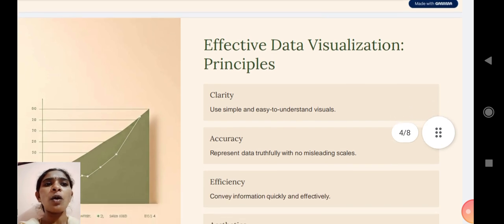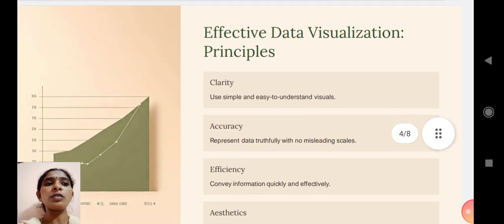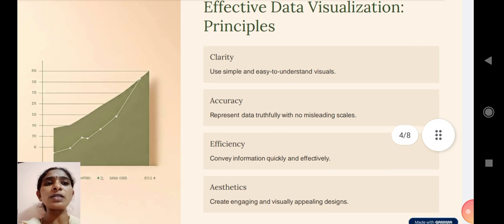The next one is why it is effective. The main reason for using data visualization is the clarity of our data. We can easily understand the values. In a graph, we can easily understand the growth of some particular data which we have derived. So the main effective principle is clarity. It is simple and the audience can easily understand it.